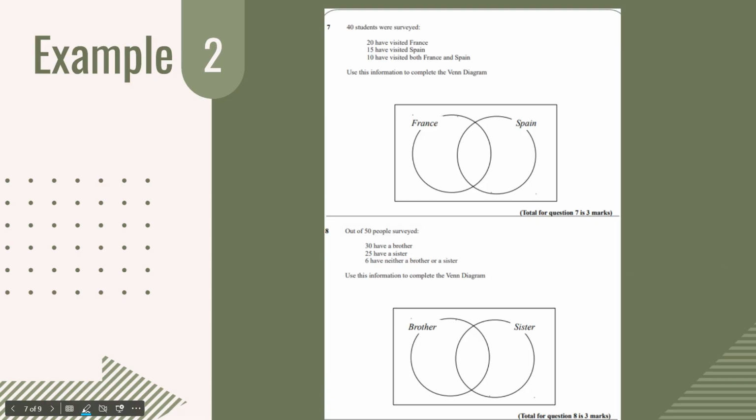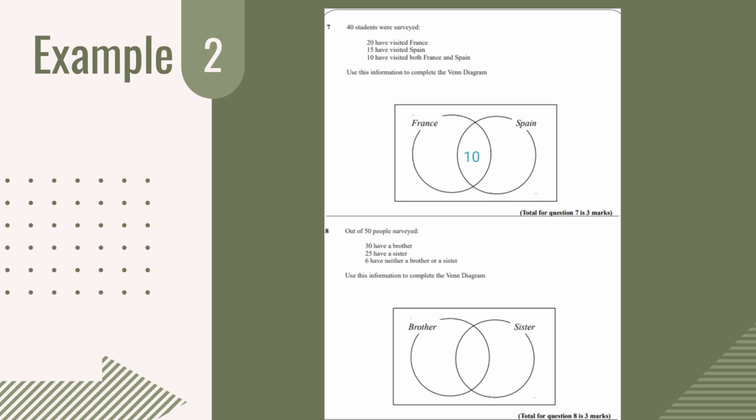Here are some more exam questions for you to have a go at. Have a go, pause the video, and unpause when you've done. So, with our first question, 40 students were surveyed. 20 had visited France, 15 had visited Spain, and 10 had visited both France and Spain. Use this information to complete the Venn diagram. So first, let's look at what we know must be certain. We know that 10 have visited both France and Spain. So let's fill in our intersection to begin with, which is 10.